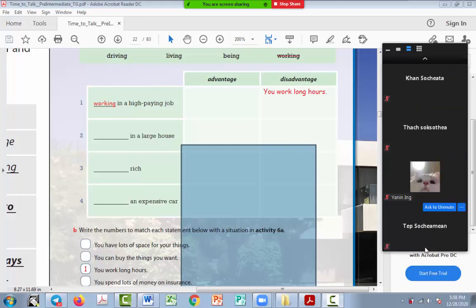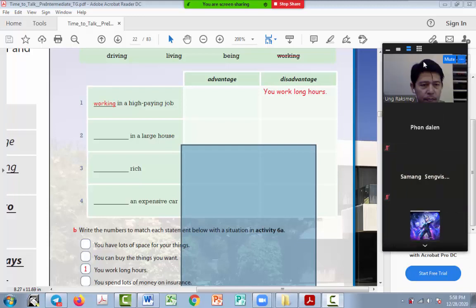Okay, Janine. Yes, teacher. Being rich, good point, advantage. It means you can buy the things you want because you are rich. So what is the bad point of being rich? The disadvantage of being rich is you need to work hard to be rich. No, imagine that you are already rich.